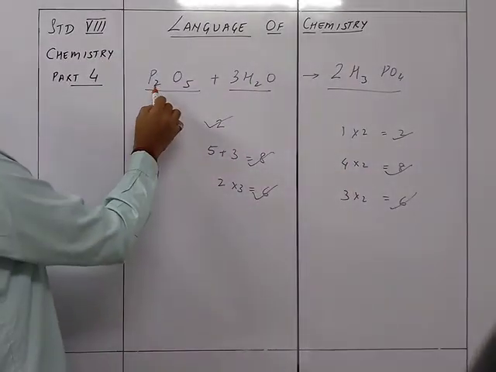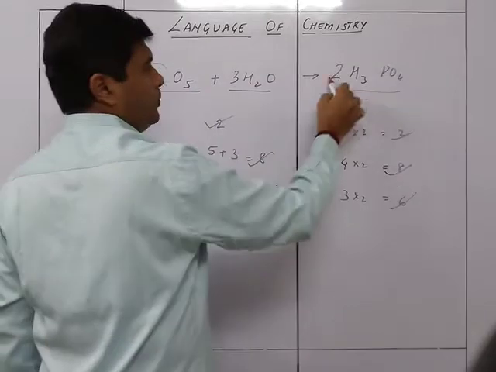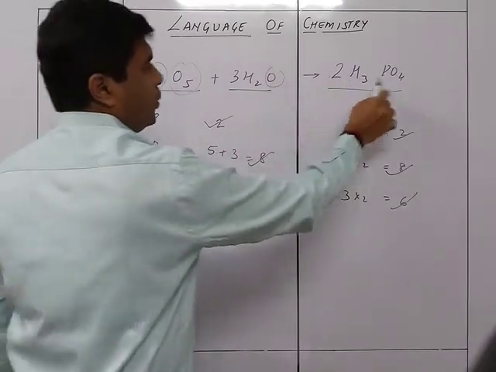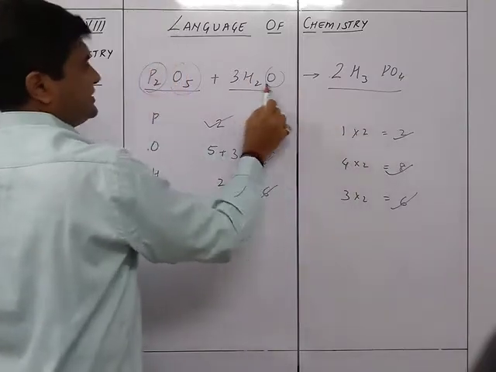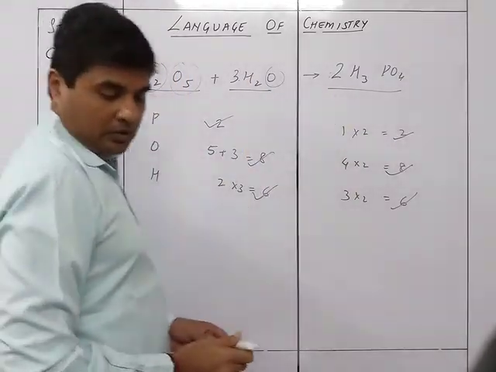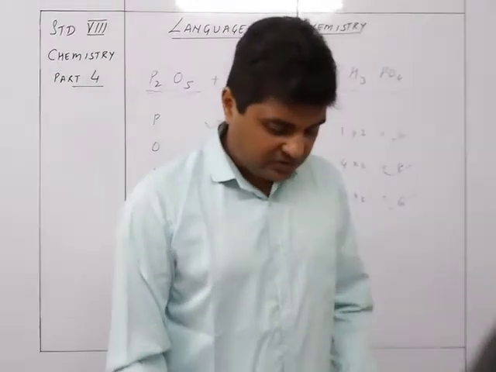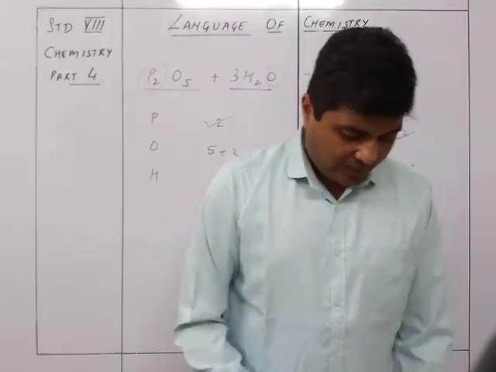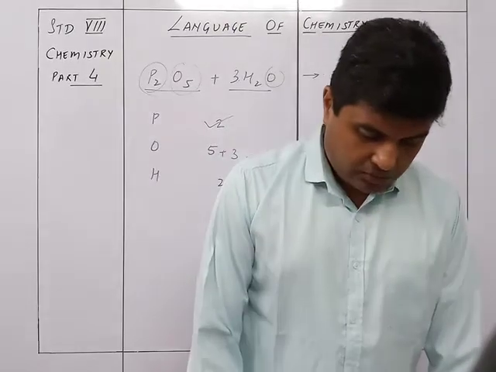You can check it once again. 2P here, 2P here. O5 plus 3 is 8. O is 4 into 2 is 8. H is 6, H is 6. So this is how you balance the equations, one by one over here. That's the answer for your balancing equation.